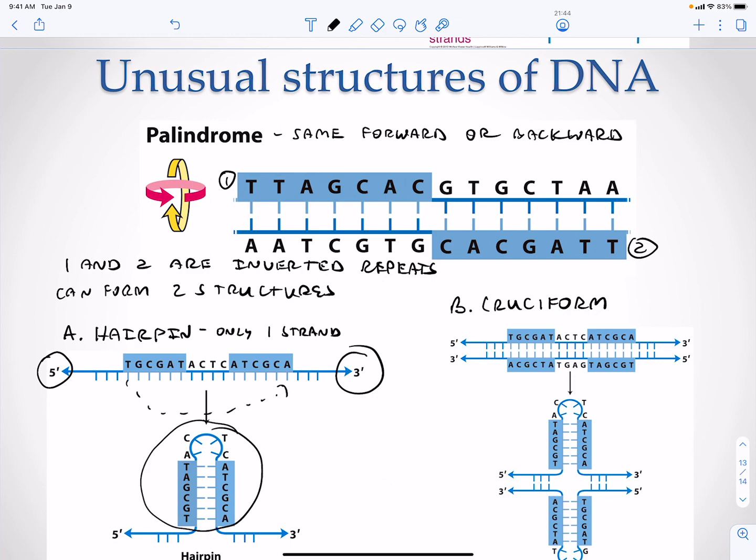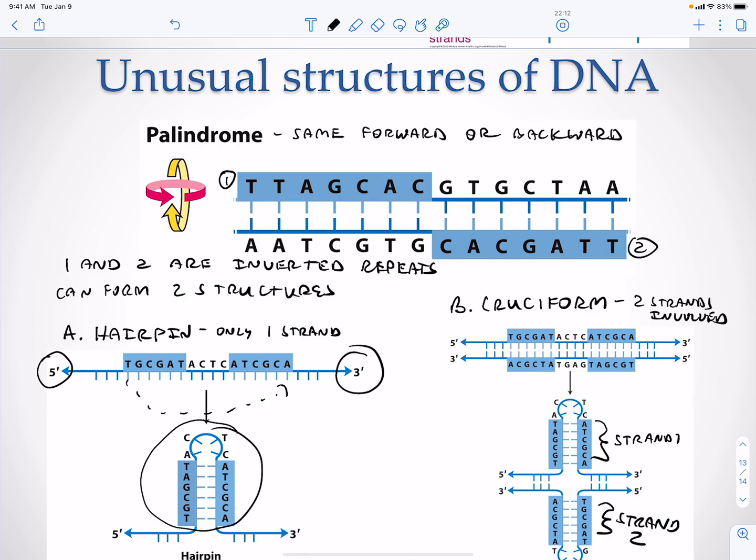And this can be used for regulation, for example. If you have 2 strands involved, you then get the strands that are complementary binding to each other. So here's our strand 1, and here's our strand 2, and they form a cross structure.